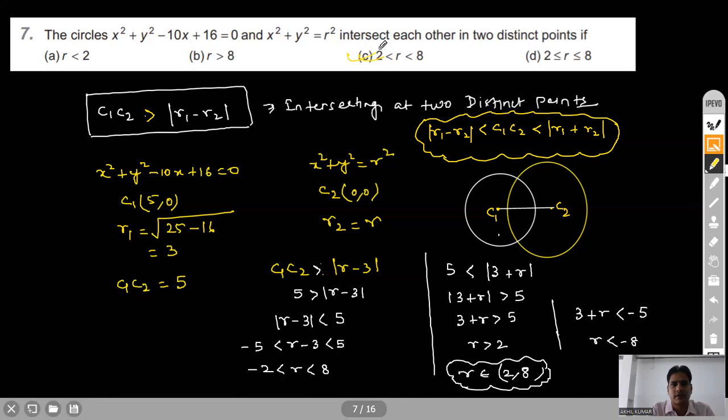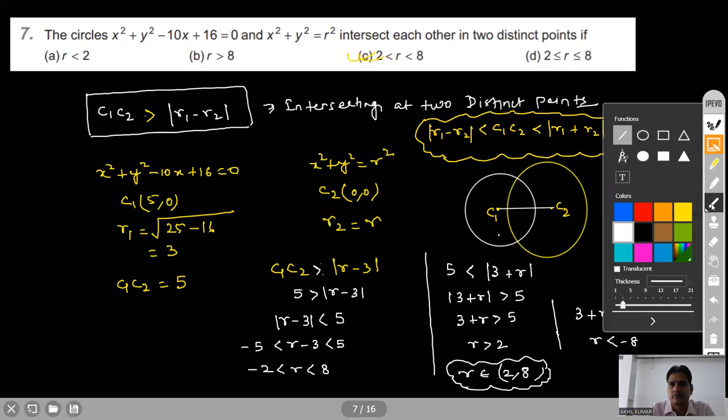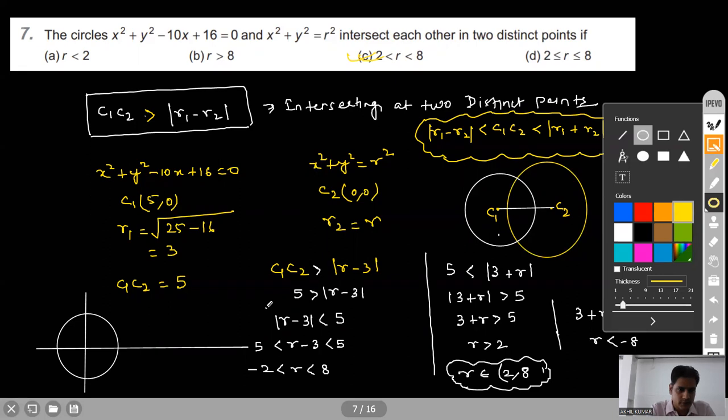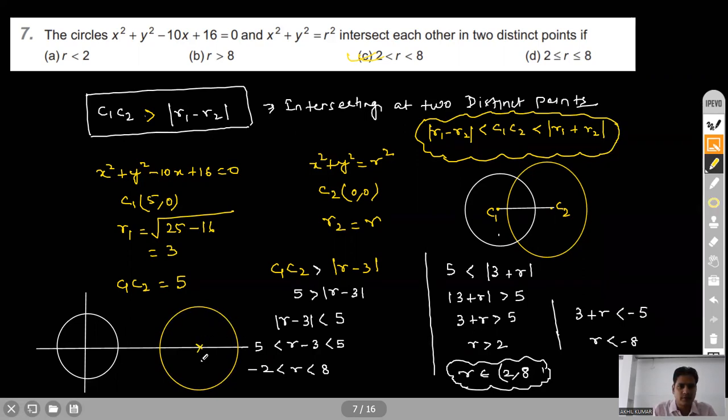Let's check this with the diagram once. If I am drawing the coordinates, this is our circle with center 0, 0, and its radius is R. I am drawing one more circle whose center is 5, 0, and its radius is 3. So this point A will be 2, 0, and this point B will be 5 plus 3, means 8, 0.